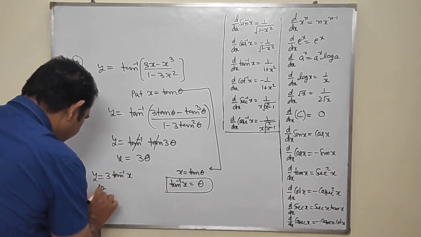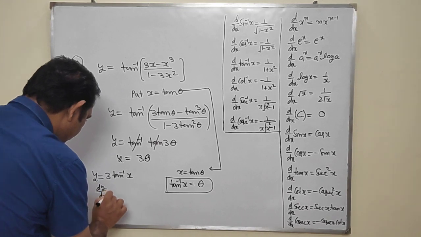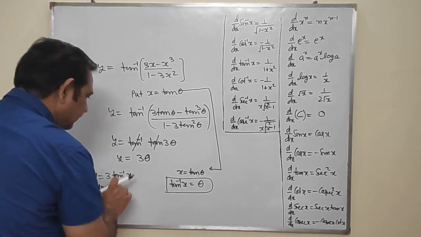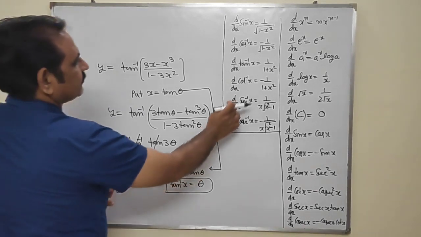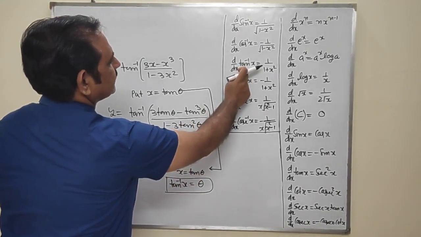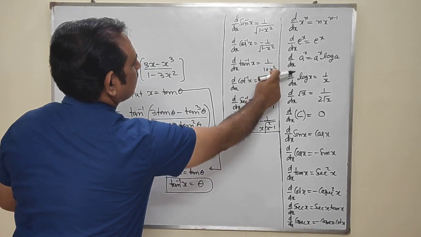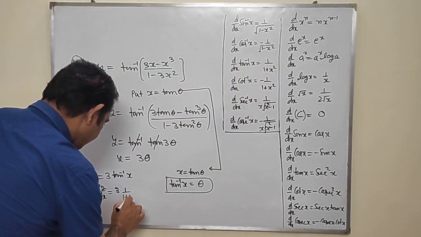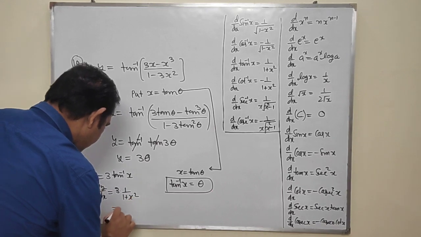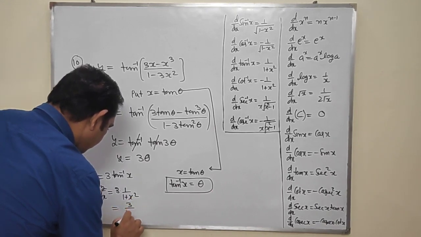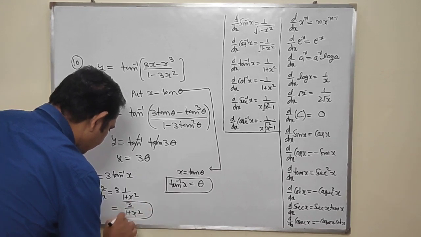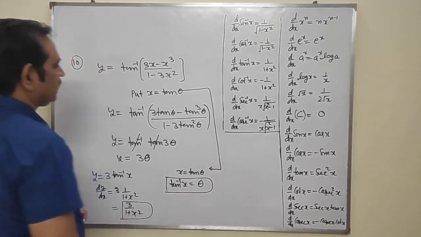So dy by dx is equal to, leaving 3 aside, differentiation of tan inverse x. Differentiation of tan inverse x is 1 upon 1 plus x square. So the final answer is 3 upon 1 plus x square. This is the final answer.